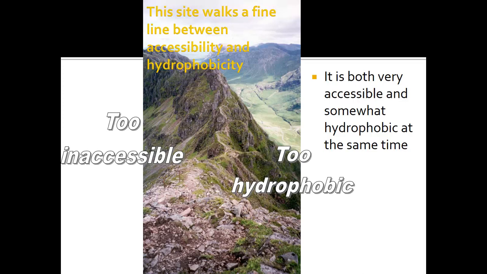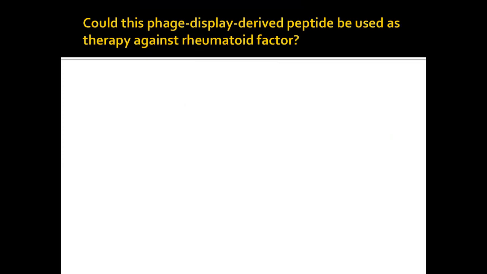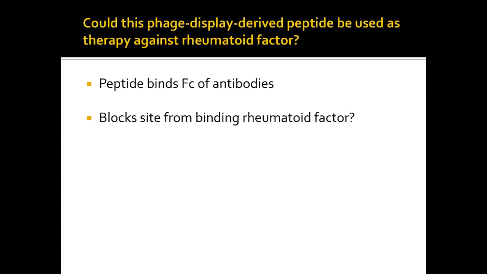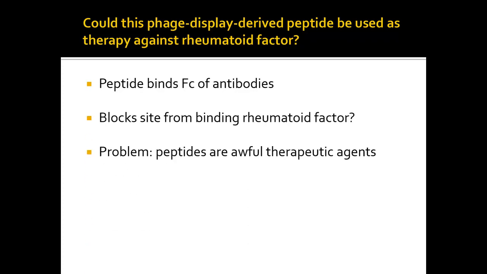So I think that's really cool. Okay. And one extension I can make, feel free to make these kind of extensions. I will not mark off for wild speculation as long as it's good wild speculation. Could we use this peptide as a therapy against rheumatoid factor? If you put it in, could it stop the antibody from binding its own antibodies? I think it's possible. Peptide binds the Fc of antibodies. Maybe it could block the site from the antibody binding.